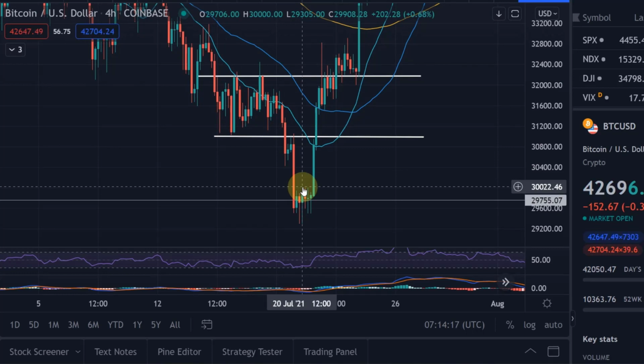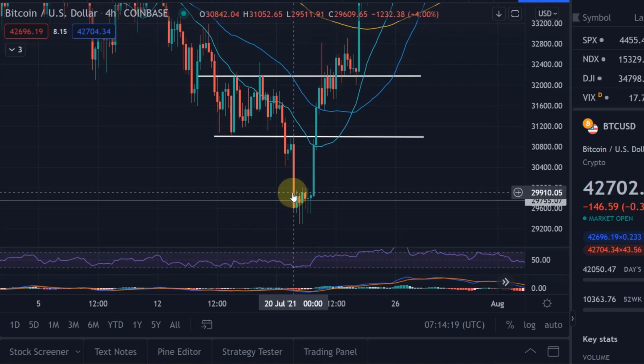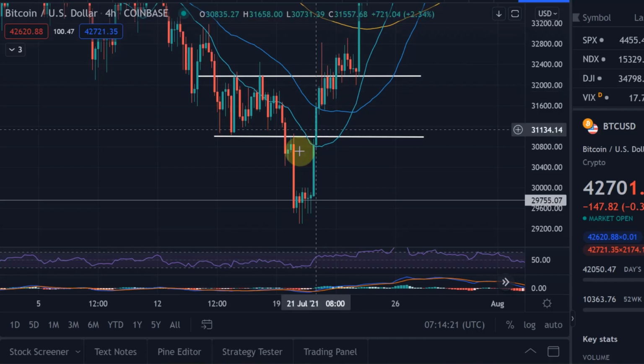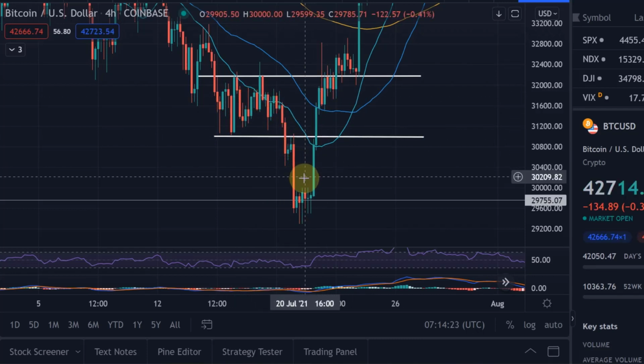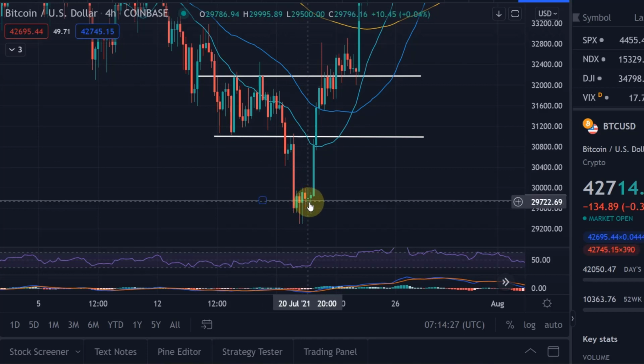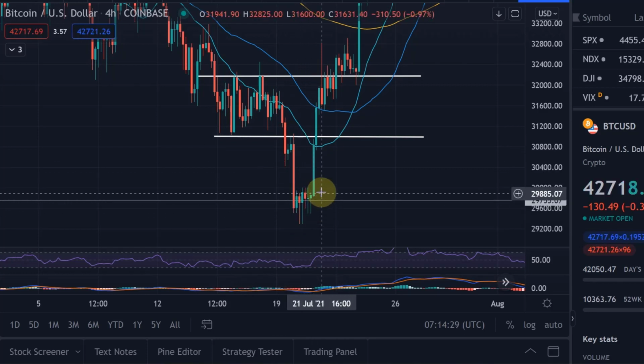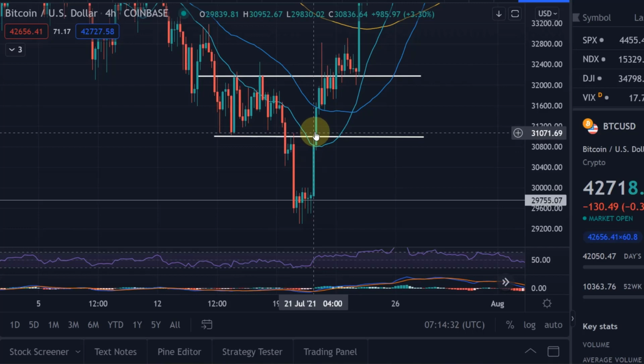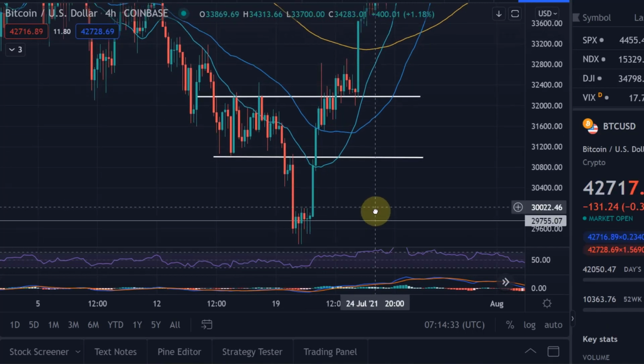So in this case, it took only a day to break back in. But it is that spring phase that so many people talk about. It is where that breakout actually fails. It's a fake breakout. And then we move very strongly, very powerfully back into this channel.